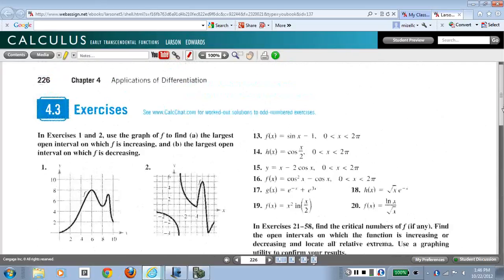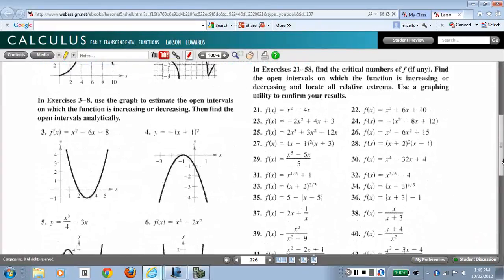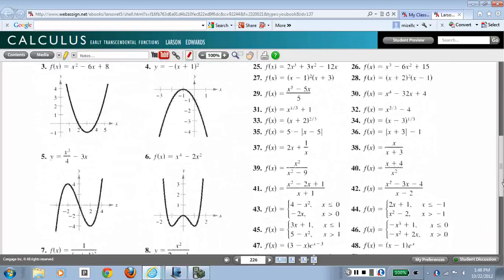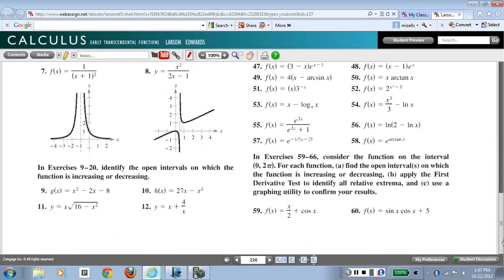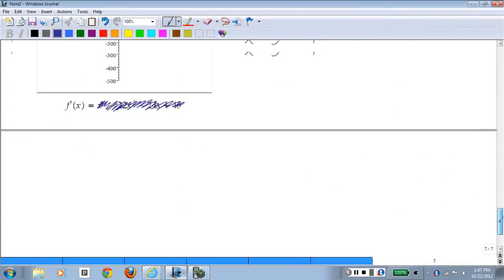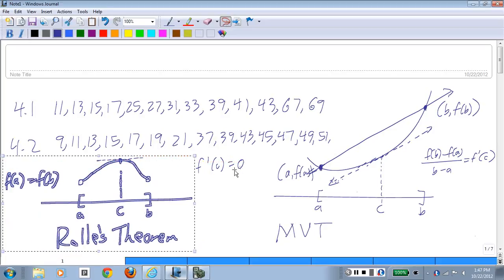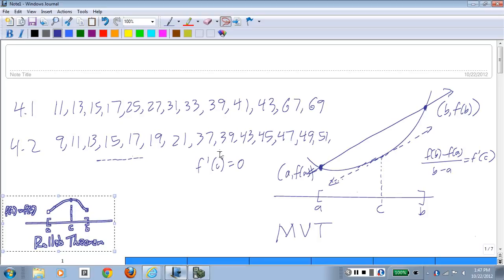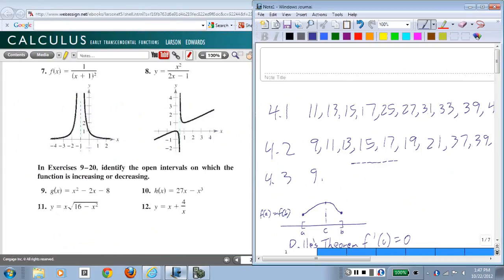Is this 4? What is this? It's 4.3. Not so much intervals where it's increasing or decreasing, if it provides the picture. Okay. Beginning with problem 9.